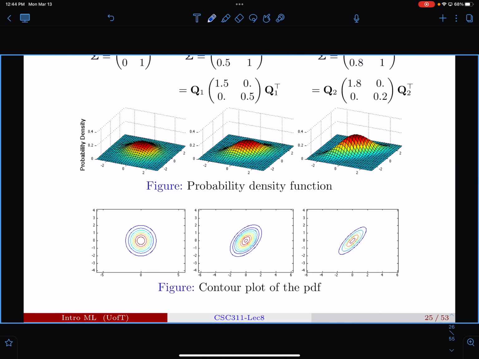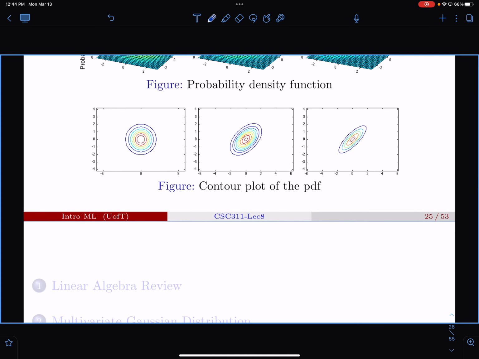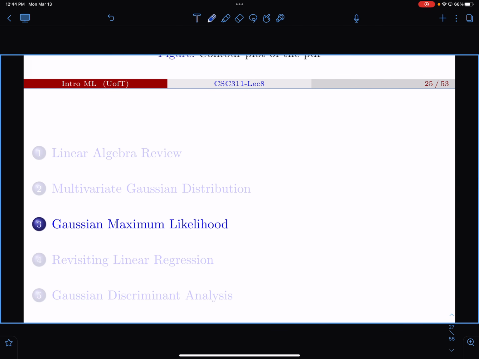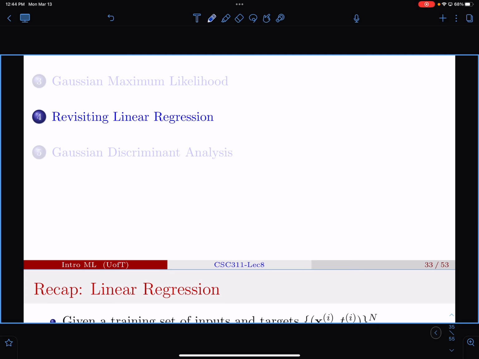Yeah, I think in the remaining time, let's work through one more example, which ties together a few of the topics we've seen. Let's revisit linear regression, and then we can cover some of the remaining math details for the Gaussian next time.